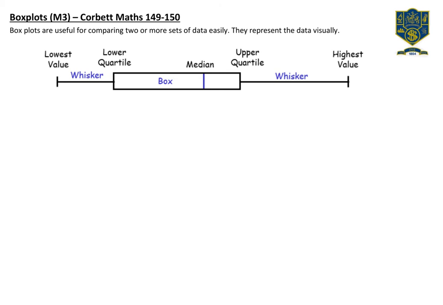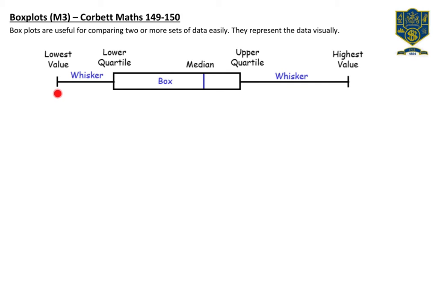In this video, we're going to look at box plots or box and whisker diagrams. Box plots are really useful for comparing two or more sets of data easily, and they represent the data visually. They're really good at showing how spread out the data is. So there are a few different key points on a box plot.